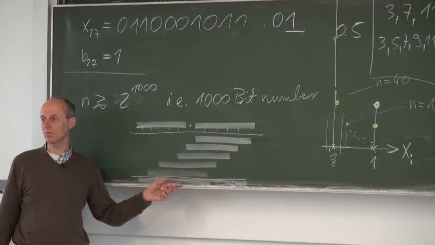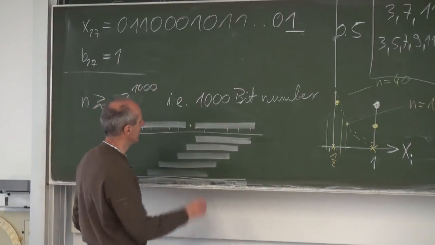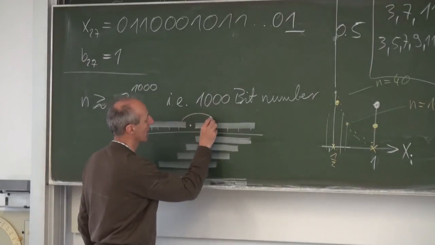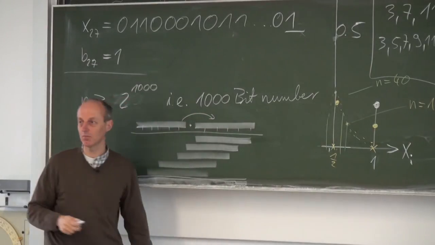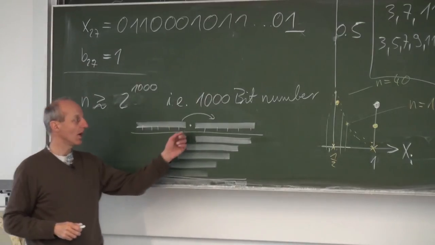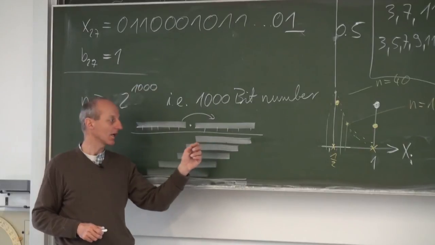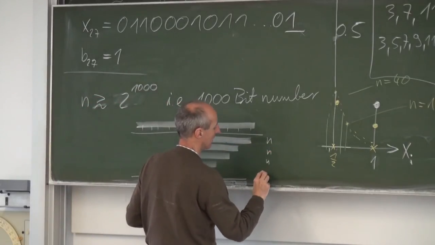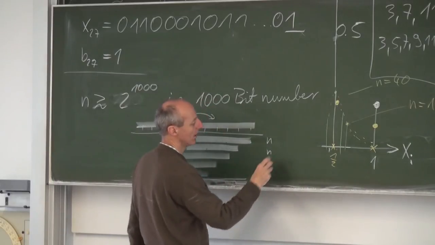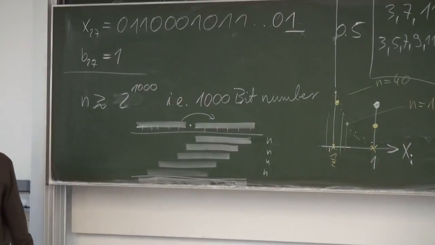And why do we have quadratic complexity? Because if you take this first digit times this number, this is linear in the length of your number. You have to do n multiplications just to get this. Again, n multiplications, so you get n, n, n, n. How often? n times. And n times n is n squared.